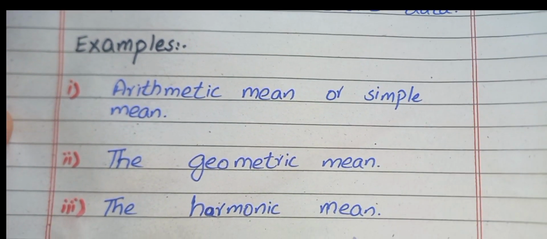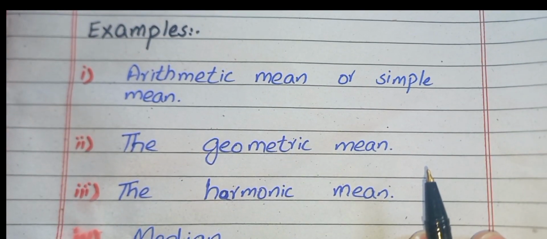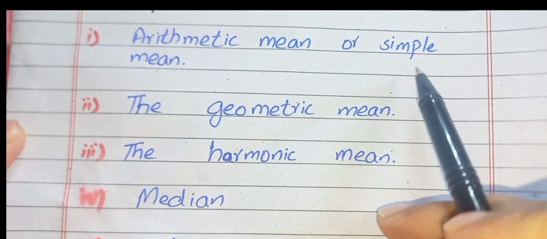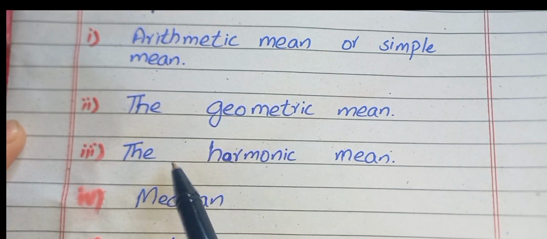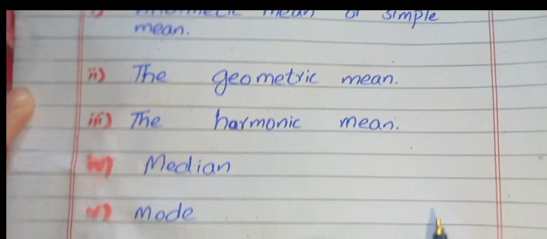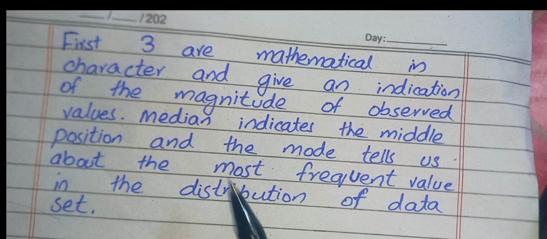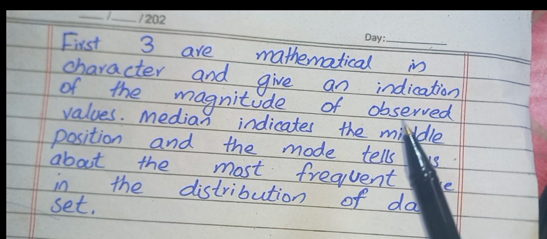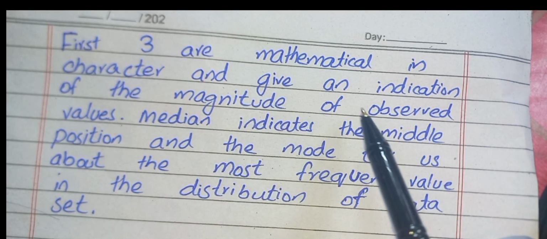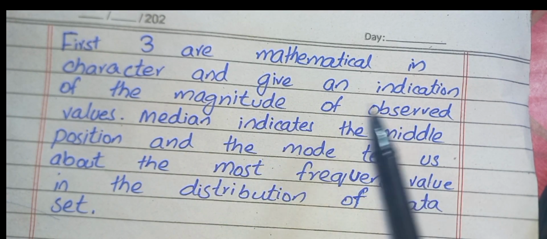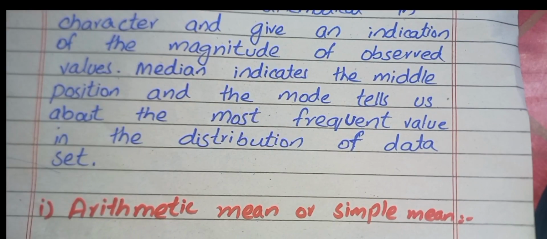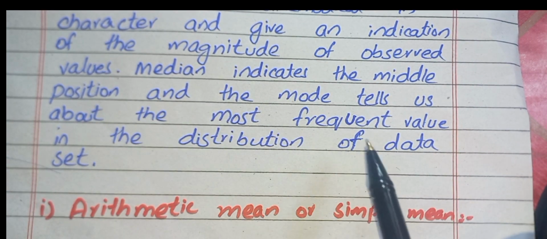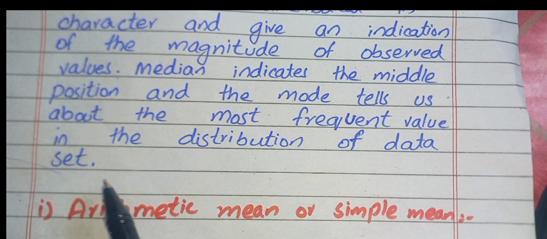Here are some examples of central tendency. These are arithmetic mean or simple mean, the geometric mean, the harmonic mean, median, and mode. The first three, arithmetic mean, geometric mean, and harmonic mean, are mathematical in character and give an indication of the magnitude of observed values. Median indicates the middle position and the mode tells us about the most frequent value in the distribution of the data set.